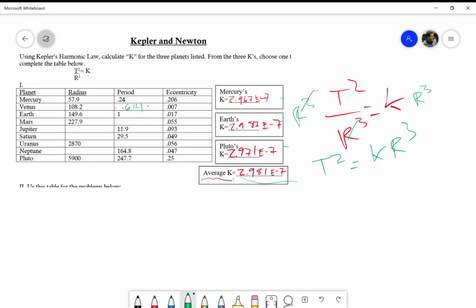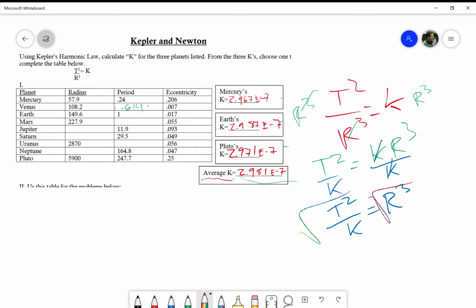Now I'm going to divide both sides by the K to get that away, because I need to make sure I leave R up top. So K gets canceled out here. So I have T squared over K is equal to R cubed. The last thing I'm going to have to do is cube root both sides. Cube root this side, cube root that side, and so these will cancel out. So I have R now is equal to the cube root of T squared over K.